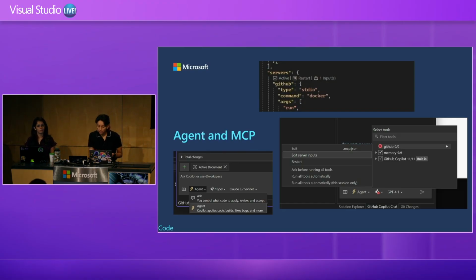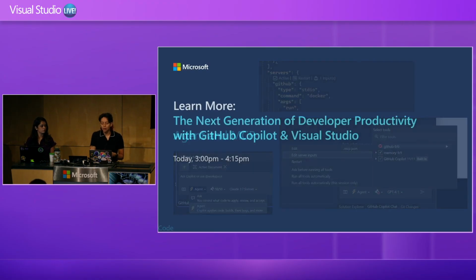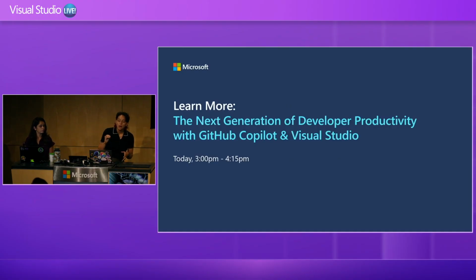There's another session that I would highly recommend you check out if this is at all interesting to you: The next generation of developer productivity with GitHub Copilot and Visual Studio. They'll dive more deeply and give you a really great example of how MCP with the agent can help your workflow.